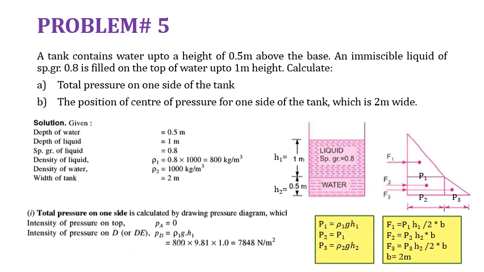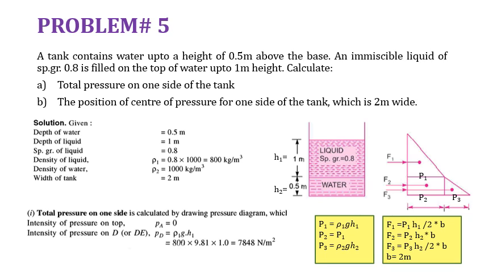So let's solve the fifth numerical. A tank contains water up to a height of 0.5 meter above the base. An immiscible liquid, the liquid that does not mix with the other, of specific gravity 0.8, is filled on top of the water up to 1 meter height.